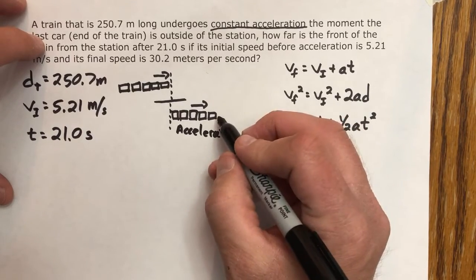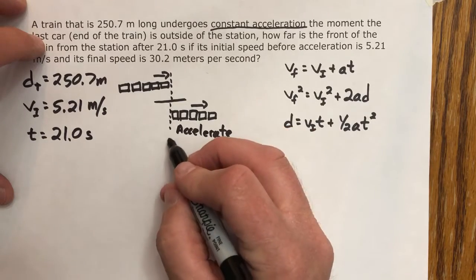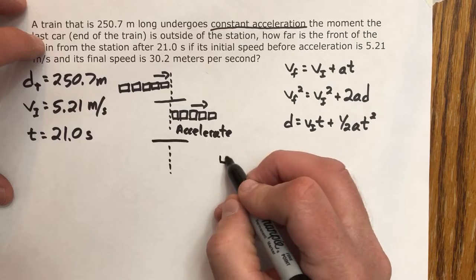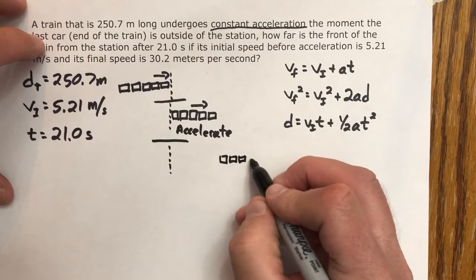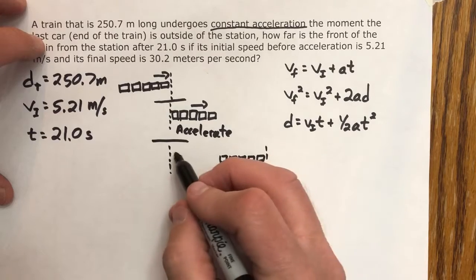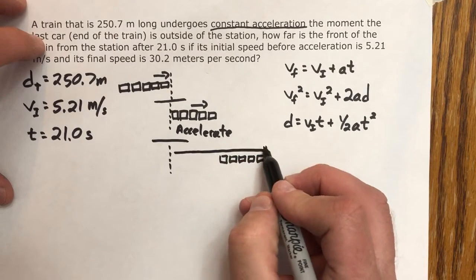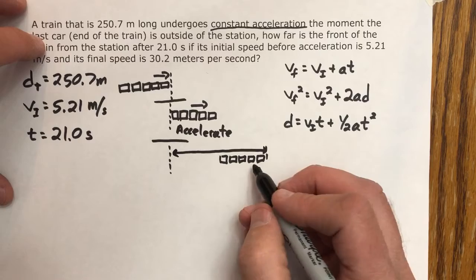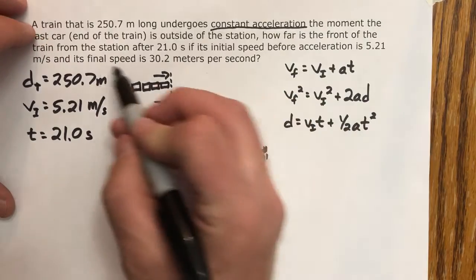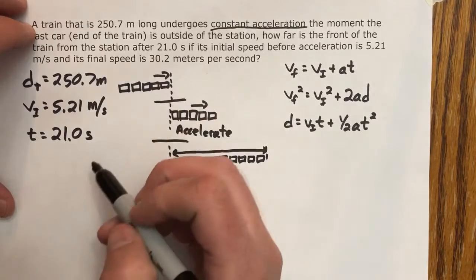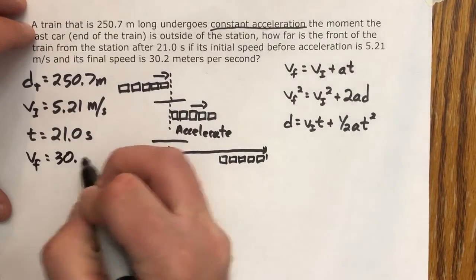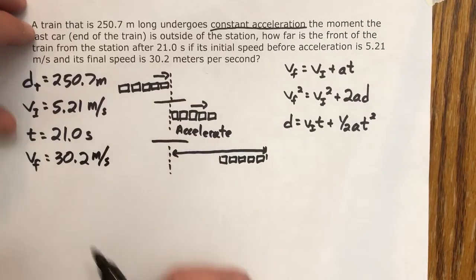And then 21 seconds later, here's the next frame for our little comic strip. The train is way out here. And it wants to know the distance between this point and this point. This is when the train has reached the final speed of 30.2 meters per second. So my final velocity is 30.2 meters per second.